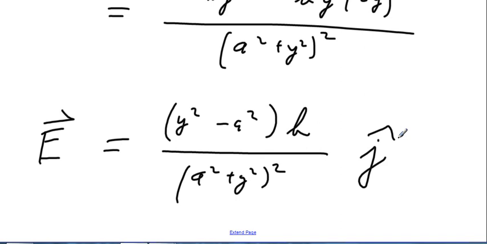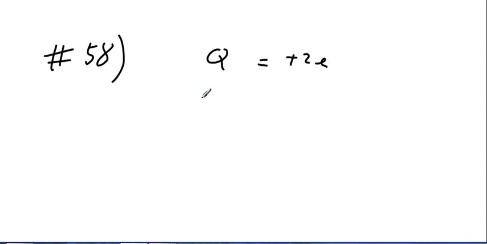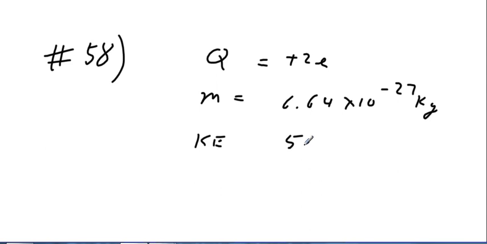One more to do. Number 58. An alpha particle with Q that is plus 2e has a mass of 6.64 times 10 to the minus 27 kilograms, and is emitted in a radioactive decay with kinetic energy of 5.53 million electron volts. What is the speed?